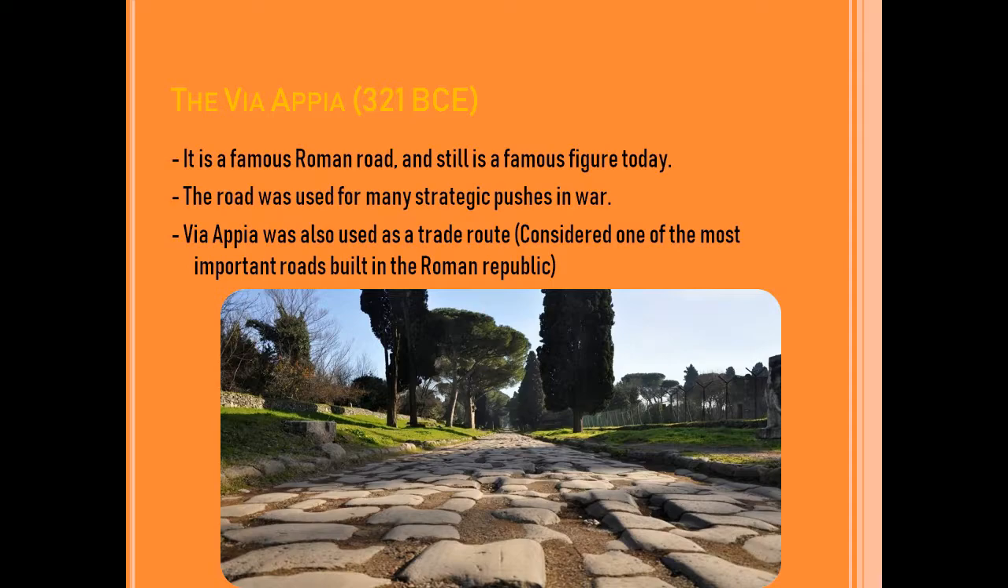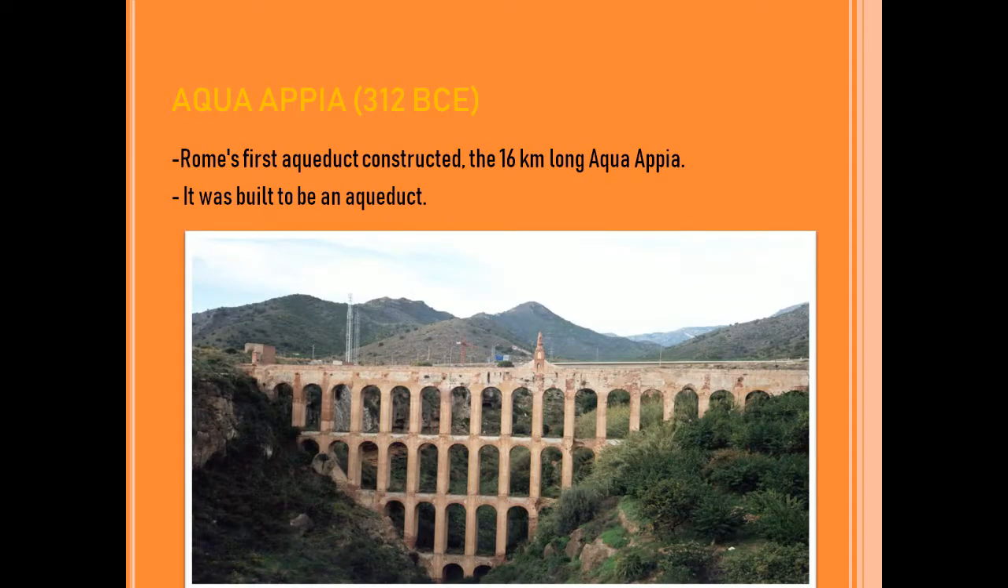The Via Appia. Some of these I won't know how to pronounce. It was built in 321 BCE. It's a famous Roman road, and it's still a famous figure today. This picture was taken recently, I'm pretty sure a few years back. The road was used for many strategic pushes in war. The Via Appia was also used as a trade route, considered one of the most important roads built in the Roman Republic period.